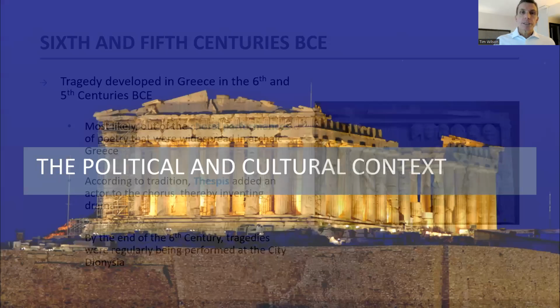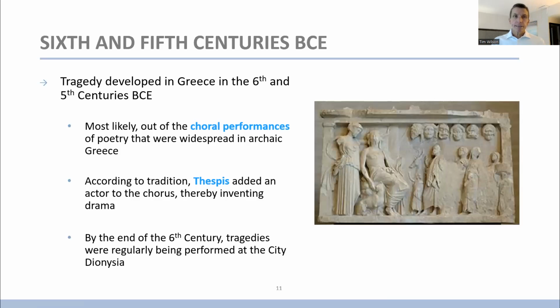So let's turn to the political and cultural context. The 6th and 5th centuries BCE in Greece were really the defining classical era that people turn to most often when they're studying the Greeks. And tragedy developed in this period, most likely out of choral performances of poetry that were widespread in archaic Greece.